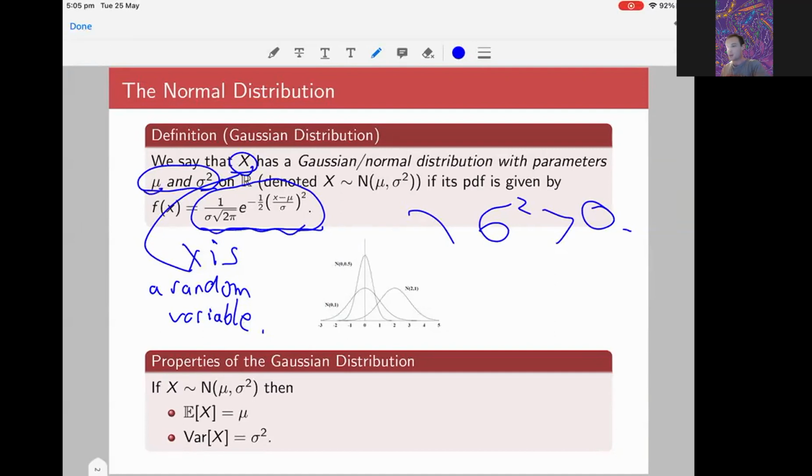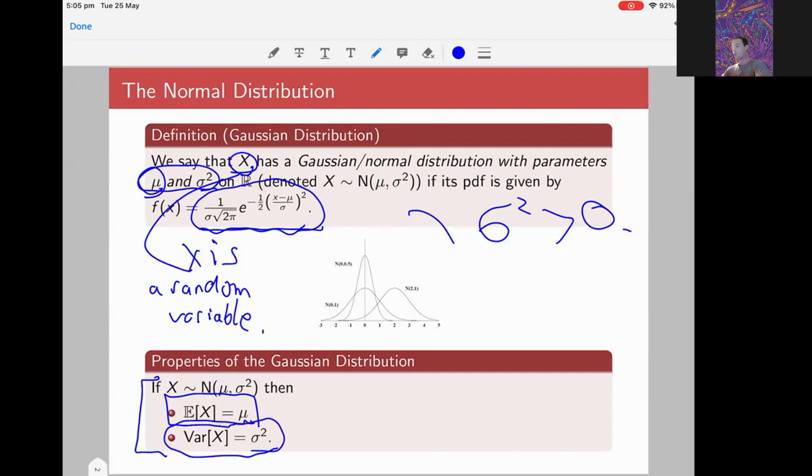This parameter mu, roughly speaking, tells us where the probability density function is centered, and sigma squared describes how spread out this random variable is. We can see this quite precisely in this box down here, properties of the Gaussian distribution. It is precisely true that mu is the center of the random variable because the expected value of this random variable is mu. On the other hand, the variance of this random variable is sigma squared.